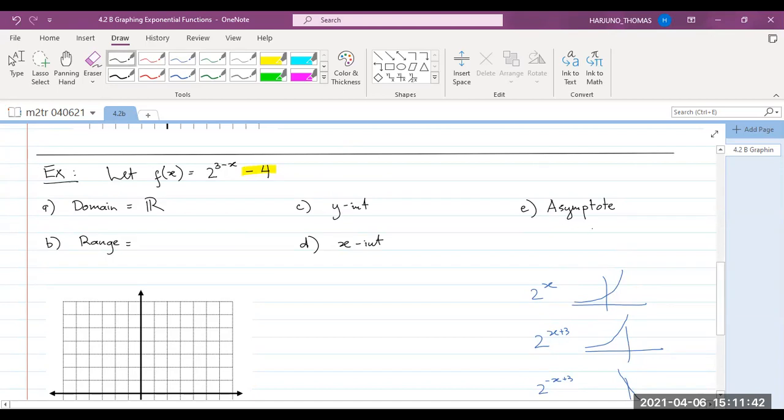So the horizontal asymptote is now y equals negative 4. Let me answer part E first. y equals negative 4, and we know the graph is decreasing, right? So the range will be from negative 4 to infinity. By the way, I prefer you to look at the graph and see how the graph dances to these effects. But it is also possible to work it out this way.